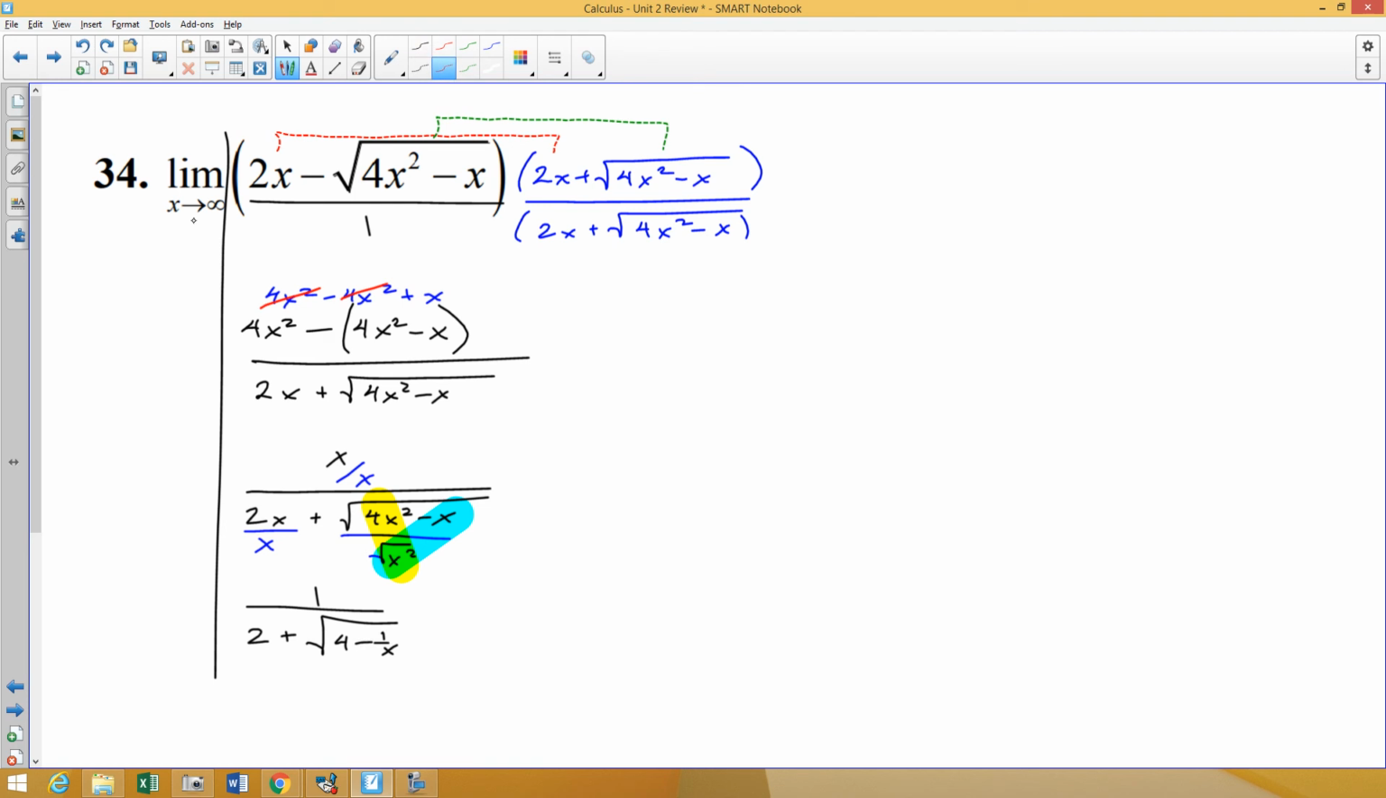And now there's only 1x left for the infinite limit, which means that 1 over x is going to approach 0, giving me a final answer of 1 over 2 plus the square root of 4, which is 1/4. So there's our answer to 34.